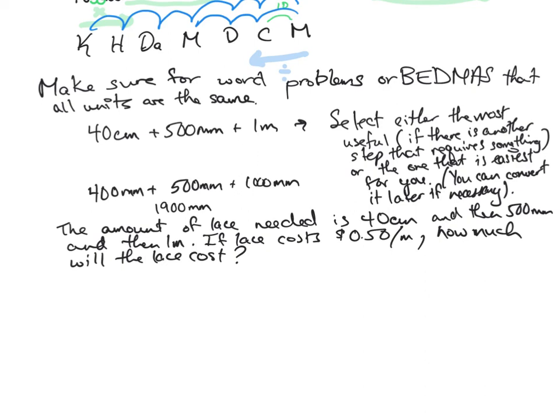So in this case, even though same basic problem, you would say, okay, 40 centimeters is 0.4 meters. 500 millimeters is 0.5 meters, and 1 meter is 1 meter. So you have 1.9 meters, and then you multiply that by 0.5 or 50 cents per meter, and your answer is 95 cents.